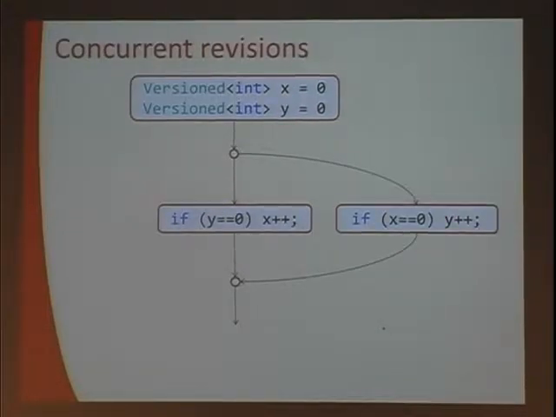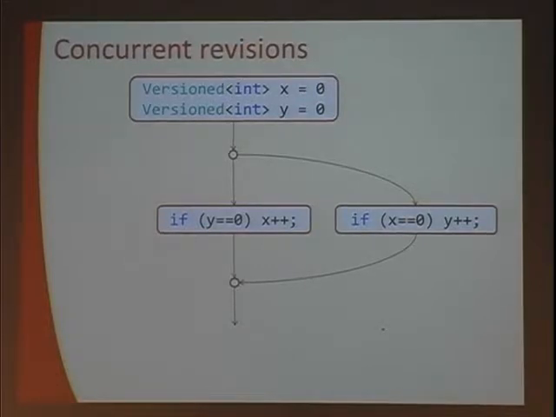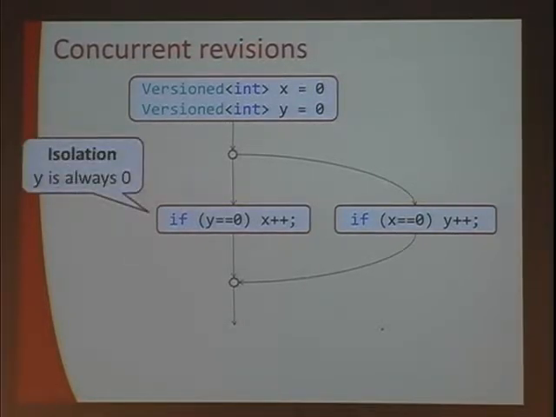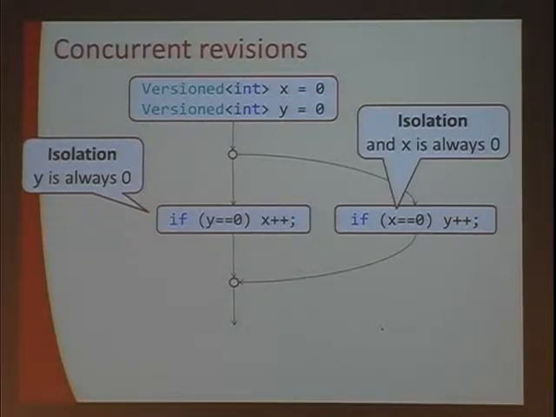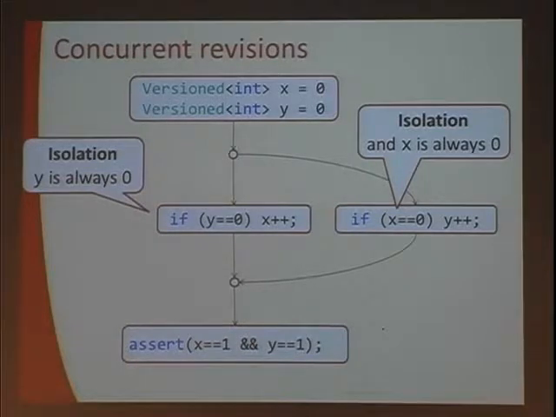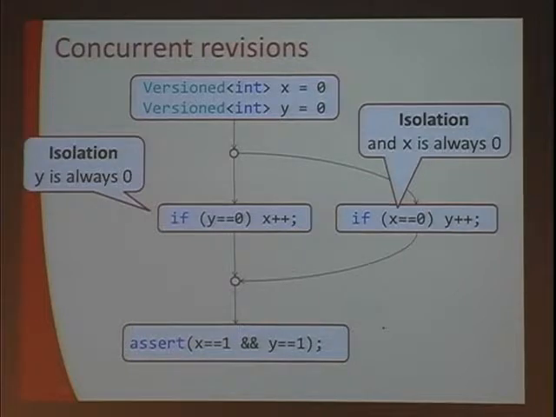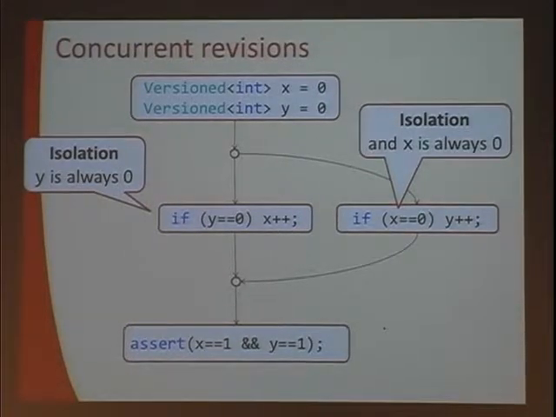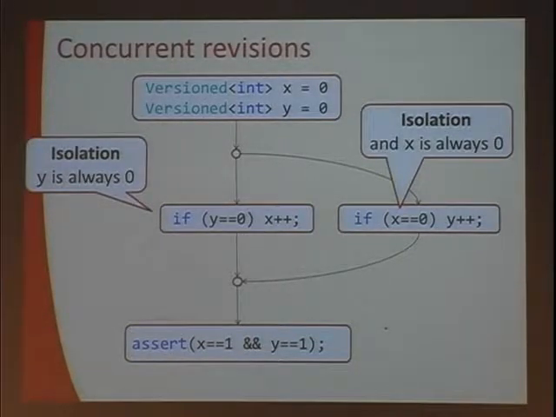Under concurrent revisions, what happens is y is always 0 in the main, and x is always 0 on the right. So you always get 1, 1. In this case, the child and the main revision are writing to disjoint memory locations, and the merge is very simple. The good thing about isolating and having this notion of snapshots is that you do away with non-determinism. The semantics are still not super intuitive.